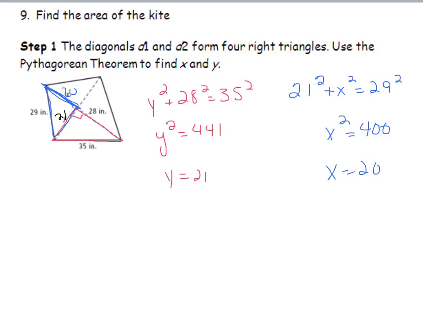Okay, so now I want you to find the area of the kite. Remember, we had to find our diagonals first. So let's flip to the next page. We're going to find the area of our kite.